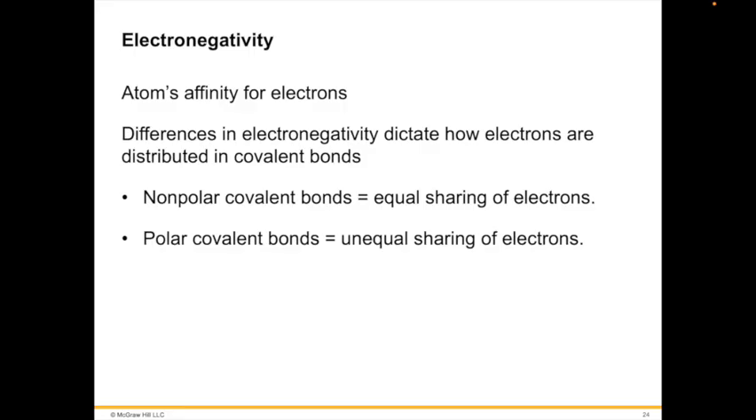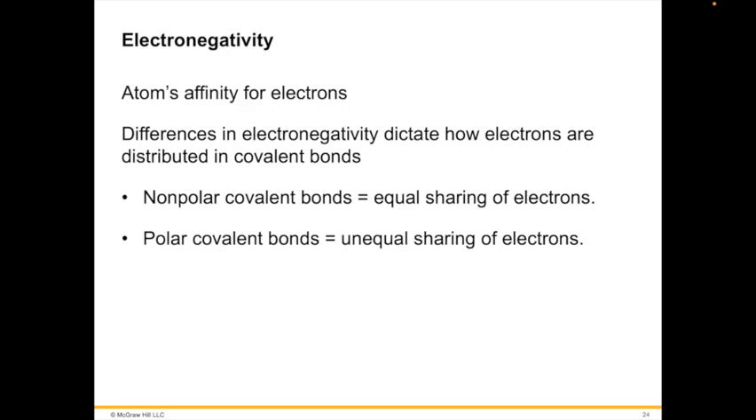For bonds between identical atoms, for example, two hydrogen or two oxygen atoms, the affinity for electrons is obviously the same and the electrons are equally shared. Such bonds are termed non-polar. Non-polar covalent bonds involve equal sharing of electrons, resulting in compounds such as H2 or O2, which are also referred to as non-polar.